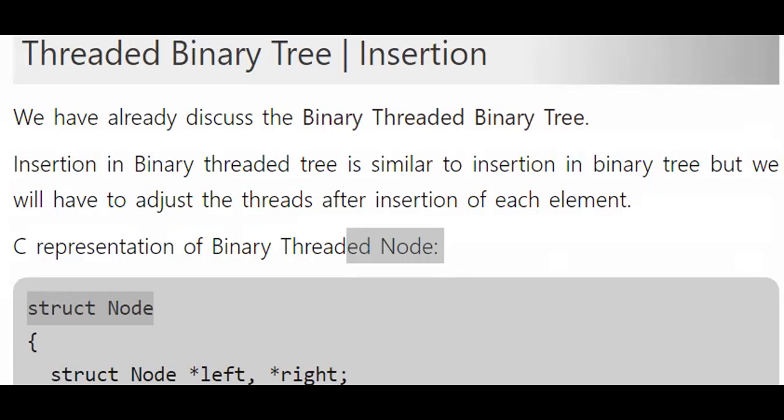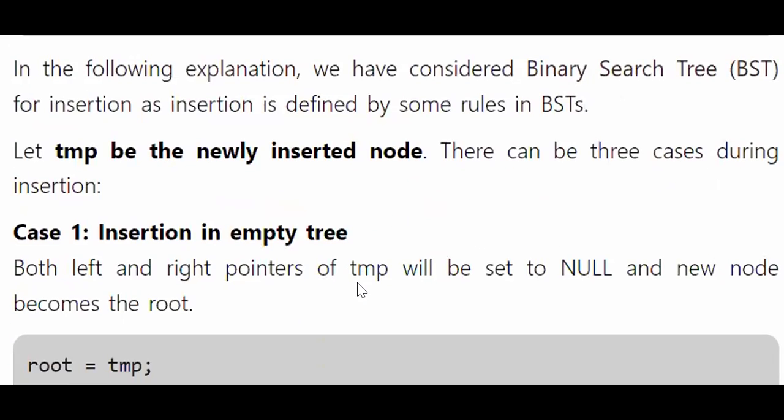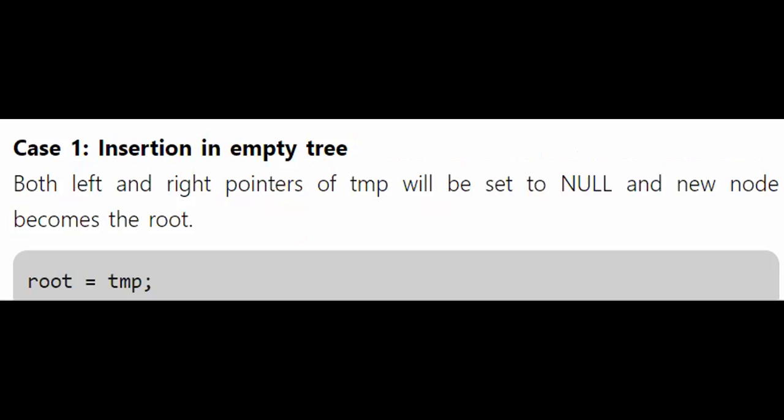Then the next topic is inserting an element into a threaded binary tree. It is similar to insertion in a binary tree, but we have to adjust the thread after the insertion of each element. Now we have to see how to insert the new element into the node. For insertion in an empty tree, both the left and right pointers of a temporary variable will be set as null, and the new node becomes the root node.